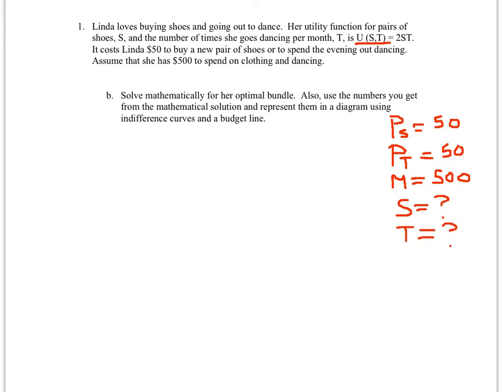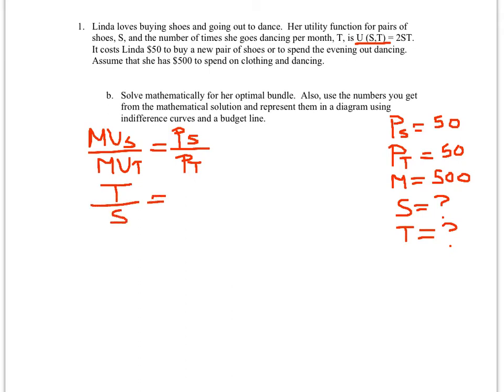Now we know that when the person maximizes utility, which the question tells you, you're going to have marginal utility of S over marginal utility of T equal to P of S over P of T. But we know P of S and P of T, and we also know MUS and MUT, so that's going to be T over S equals 50 over 50. Now this is one equation.